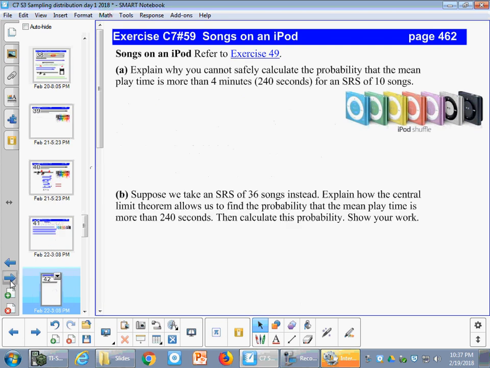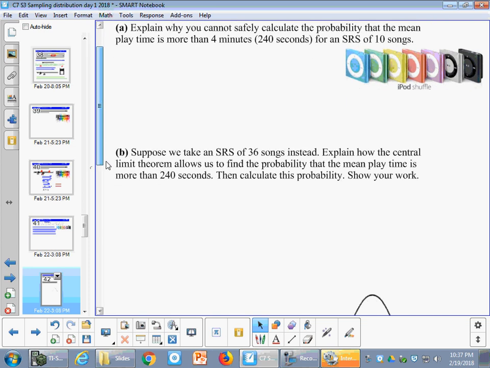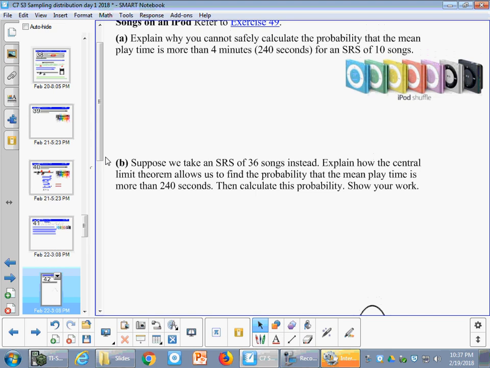So finally, the last problem. Suppose we take a simple random sample of 36 songs instead. Explain how the central limit theorem allows us to find the probability that the mean played time is more than 240 seconds. Calculate this probability, show your work. On this first slide, I'm going to take you through the 3 checks. So let's do the center check.